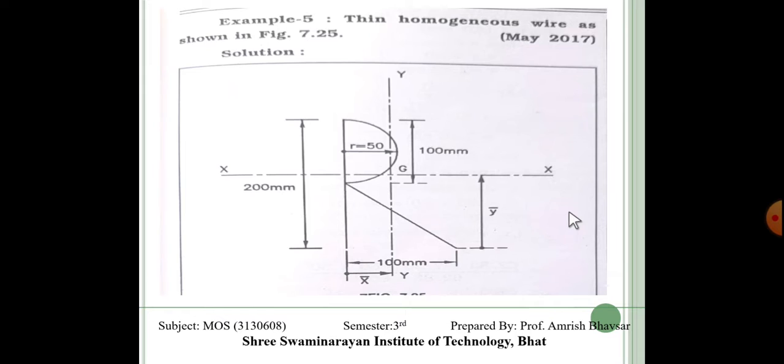This is another most important case. A thin homogeneous wire as shown in the figure, and we have to find the centroid of this wire having a shape just like R. So here we have three parts. First a vertical line, a half circle, and this is an inclined line. So we have the dimensions of all of that.